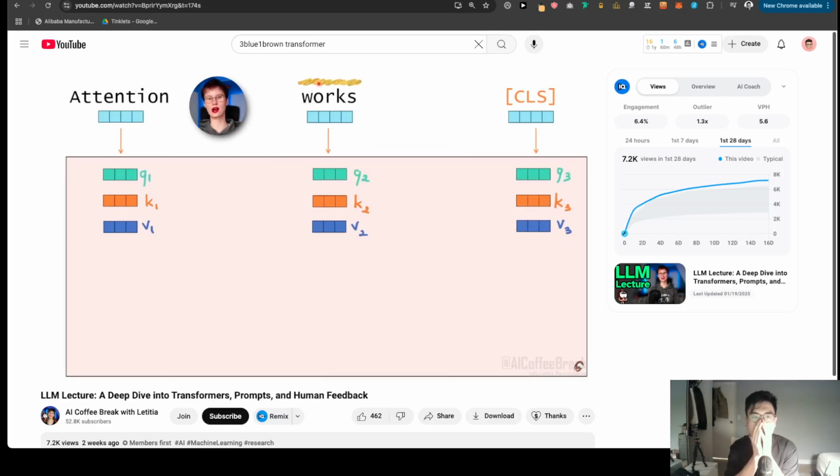For the sake of the visualization, let's see how we can compute attention for this word, works. We can do the same for every other token, and usually in a transformer one does it for every input token, but just to simplify the presentation, we'll do it here for works. So what happens here is that we take the query of this token of interest and multiply it with the keys of every other token in the sequence, including itself.